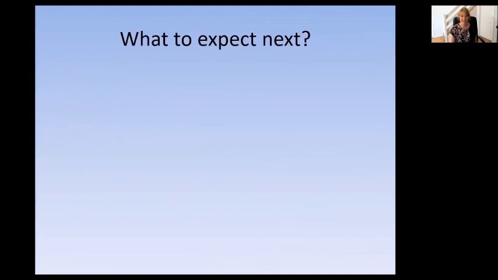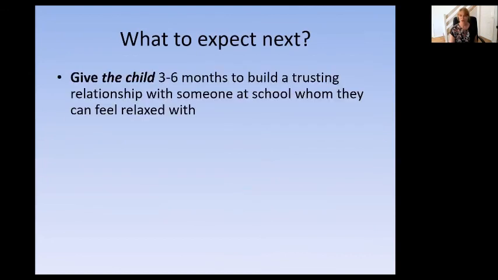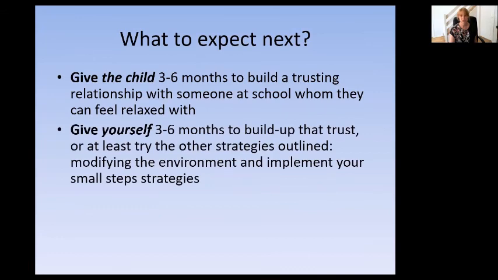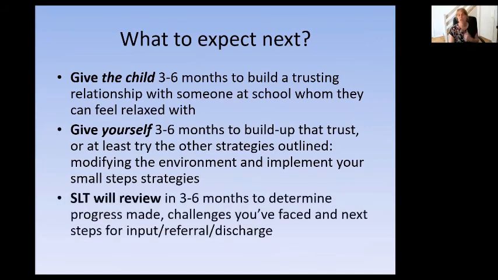So what to expect next? When we're implementing strategies for children with selective mutism, give the child at least 3 to 6 months to build up a trusted relationship with someone in school who they can feel relaxed with, and time to make sure that all the adults within school are implementing those environmental strategies. Give yourself time to build up that trust, try those strategies and try those small steps approaches. And if the child is still under a speech and language therapist, we'll typically review the child's progress every 3 to 6 months. We'll see what's working well, what's not working well, and give advice.